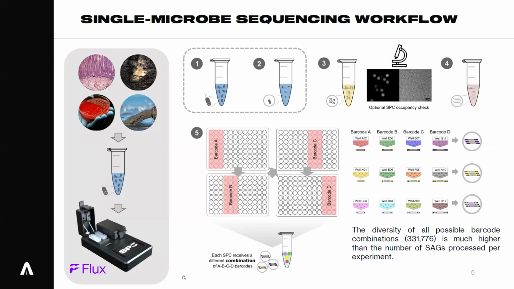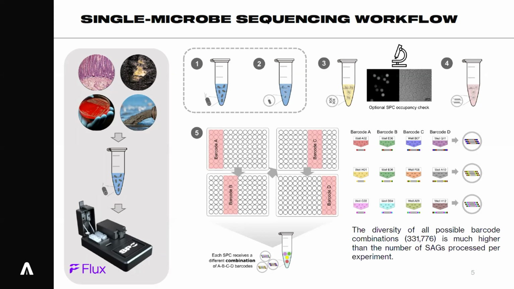Based on this technology, we have developed a single microbe sequencing workflow, which starts from processing of a biological sample to obtain a cell suspension. At this point, we need to remove any debris that might clog the microfluidic chip. Then the cell suspension is encapsulated into semi-permeable capsules, and we have a device called Flux designed for this purpose. Once cells are inside SPCs, we then transfer them into a regular test tube, and all downstream steps are performed just by manual pipetting in regular test tubes.